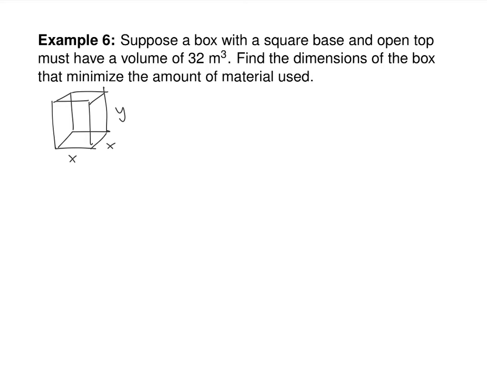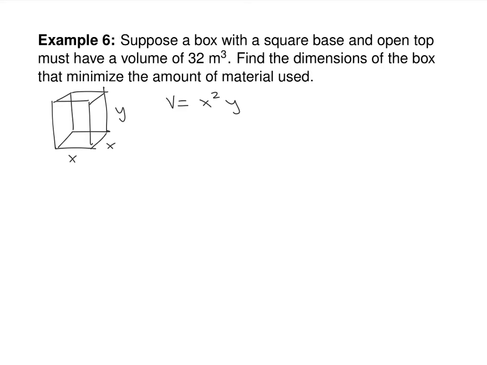I'm going to guess that a cube is the maximum amount of surface area you need to get that volume if you don't have the open top. So if you don't have the open top, then you always end up getting a cube. The open top messes with it a bit. So the volume is x squared y.